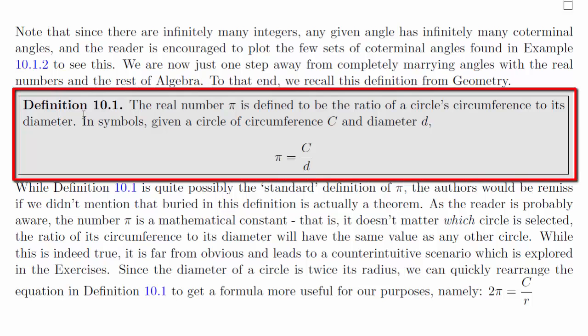We now go to Definition 10.1. The real number pi is defined to be the ratio of a circle's circumference, C, to its diameter, d. Pi equals C over d. This definition agrees with what you have learned before. You probably know that the circumference of a circle equals 2 pi times the radius, r, and the diameter equals 2 times the radius r. Therefore, pi equals C over d equals 2 pi r divided by 2r, which is correct.